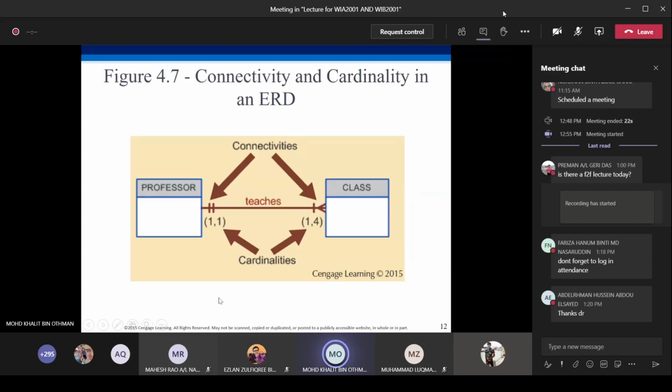This is cardinality. And then we have connectivity here. Based on this model, the connectivity indicates that we have a one-to-one relationship and a one-to-many relationship, based on this diagram.